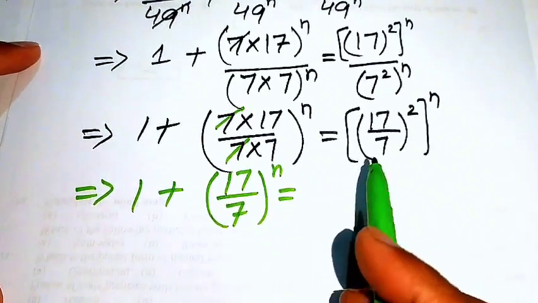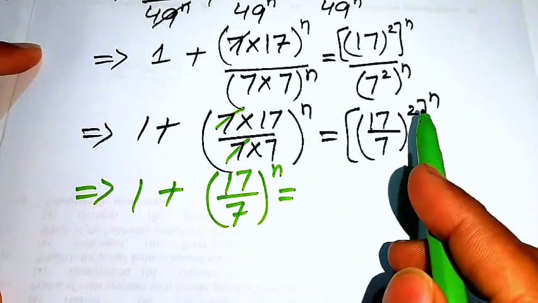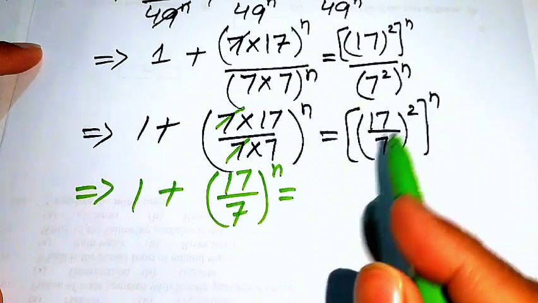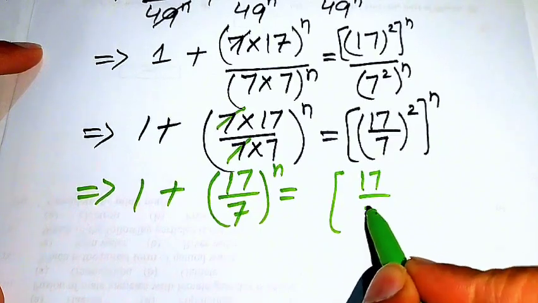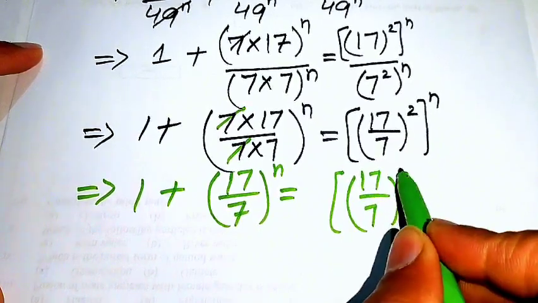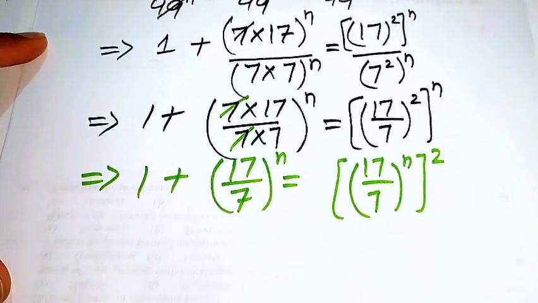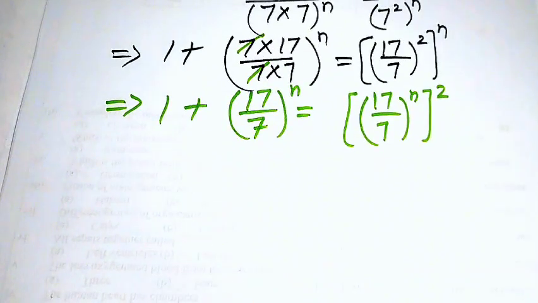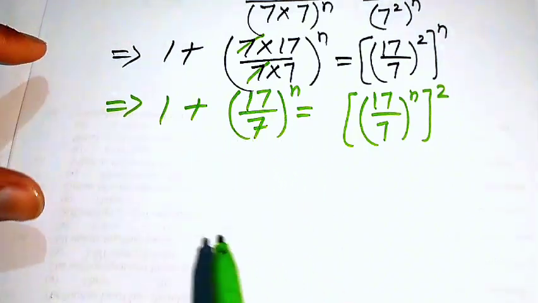Equals, in the right hand side here we need to interchange these two exponents. So we move this 2 and n upsides and we write it as 17 over 7 and its whole power n and its whole square. So now in the next step you see here this equation becomes an exponential equation, and now we convert this exponential equation into the quadratic form.